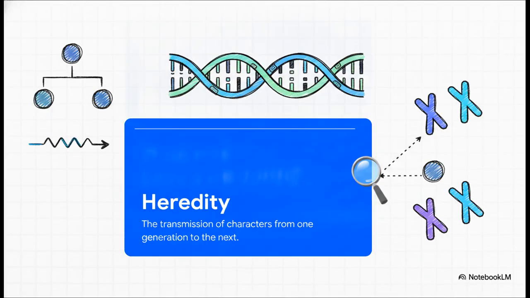To solve this, we first need to define our core term, heredity. It's simply the transmission of characters from one generation to the next. What we know now, and what the brilliant scientists we're about to discuss actually helped prove, is that these inherited characters are physical instructions. They're present right there on our chromosomes in the form of genes.